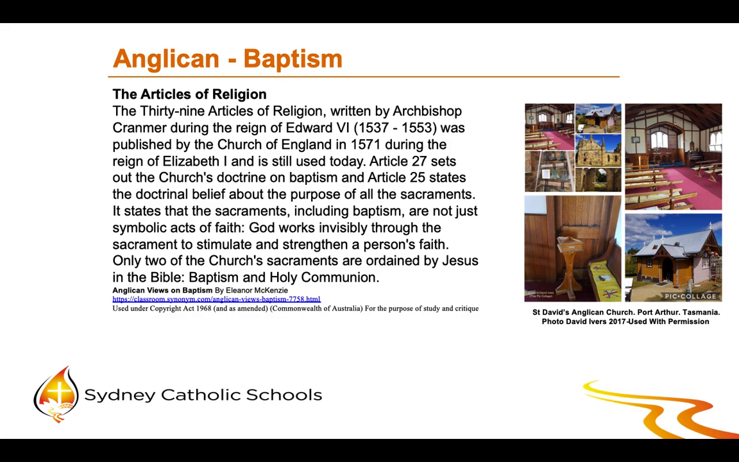According to Eleanor Mackenzie, the 39 Articles of Religion, written by Archbishop Cranmer during the reign of Edward VI, 1537 to 1553, was published by the Church of England in 1571, during the reign of Elizabeth I, and is still used today. Article 27 sets out the Church's doctrine on baptism, and Article 25 states the doctrinal belief about the purpose of all the sacraments.